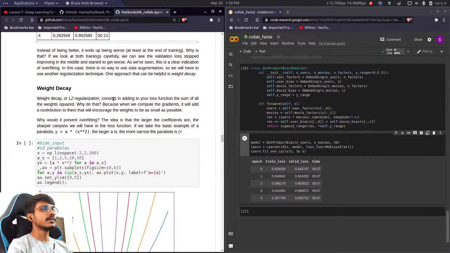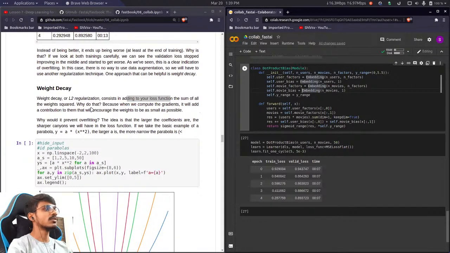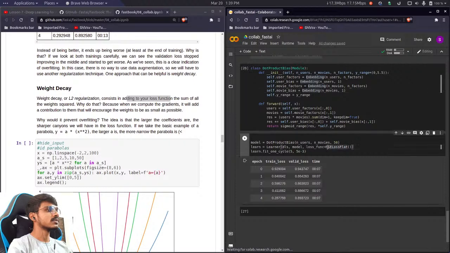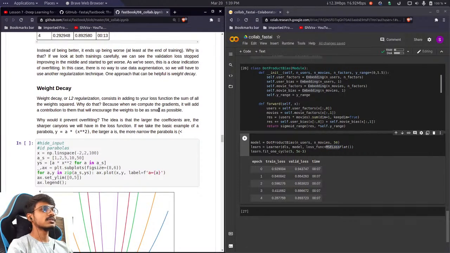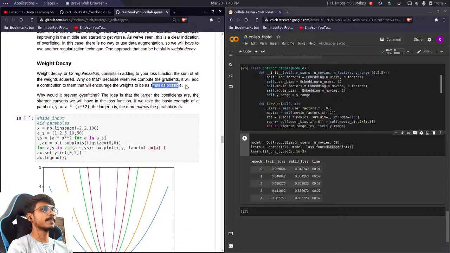Weight decay or L2 regularization consists in adding to your loss function the sum of all weights squared. So here we were using the mean squared error loss function. So weight decay is basically adding to your loss function the sum of all the weights squared. Let's read on. Why do that? Because when we compute the gradients, it will add a contribution to them that will encourage the weights to be as small as possible.